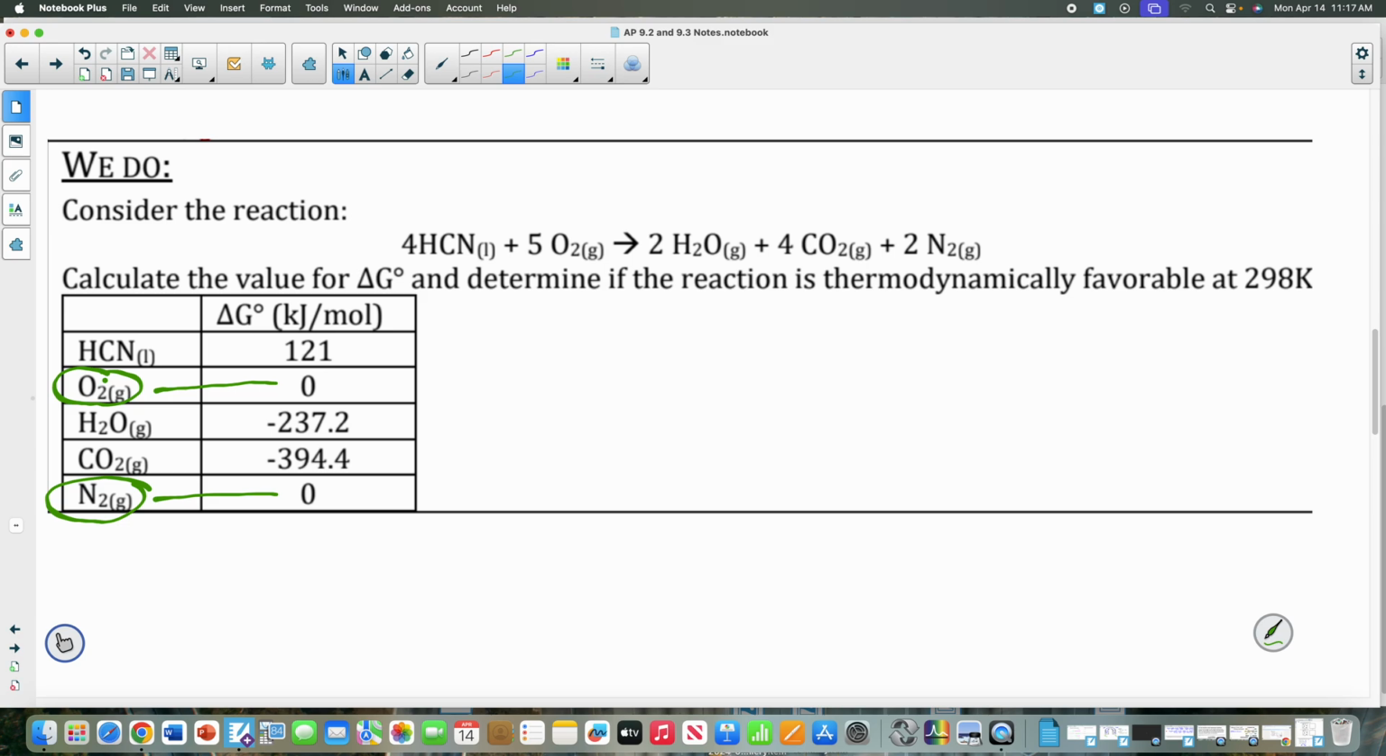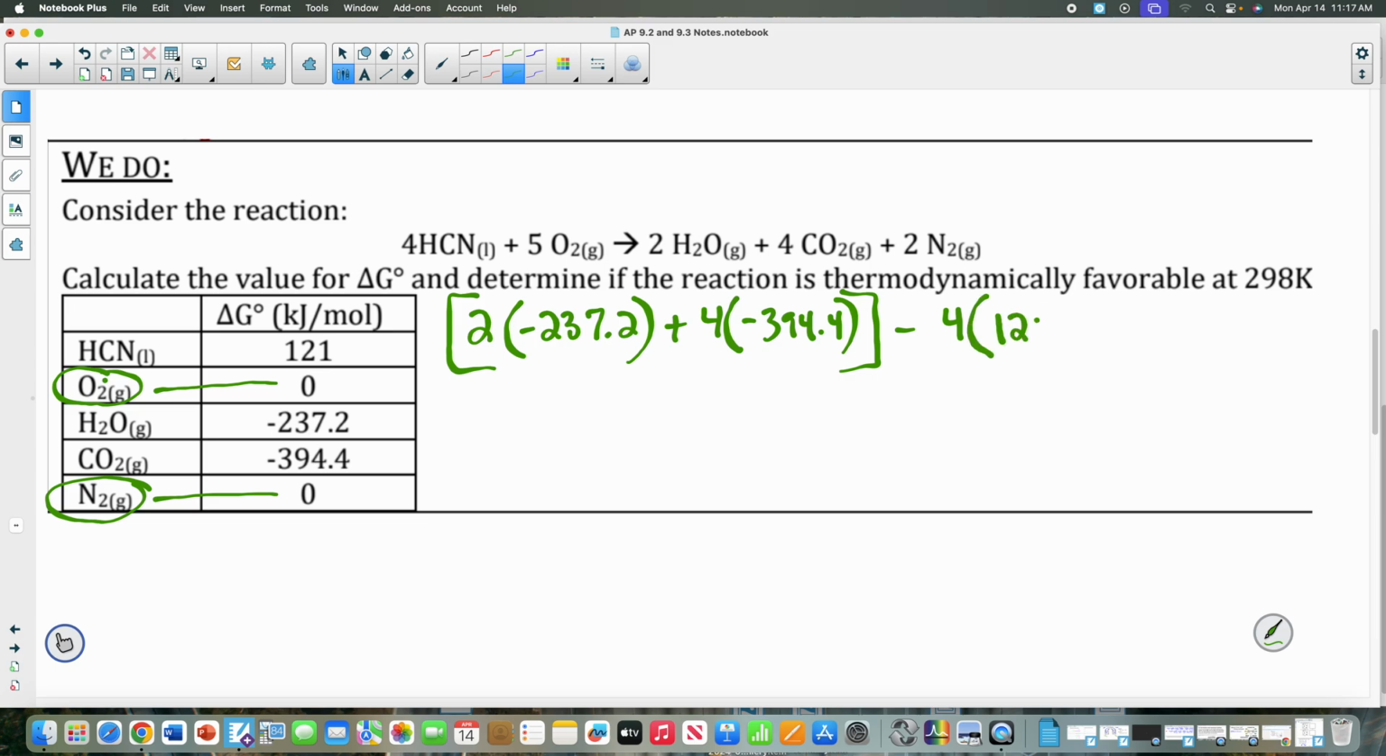So we have 2 times H2O plus 4 times CO2 plus 2 times N, which is just 0, so we don't have to worry about that. Okay, and then minus the delta G's for our reactants. So 4 times HCN. And then O2 again just has a value of 0, so we can leave that out.